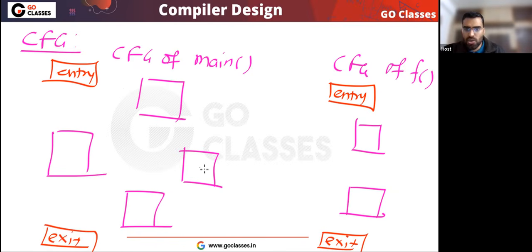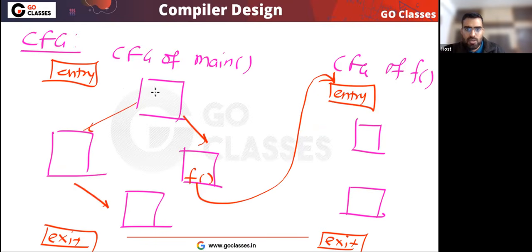Let us assume here in main you are calling F. So basically this edge will be there. Yes or no? These are the basic blocks. This is basic block B1, this is basic block B2, and so on.